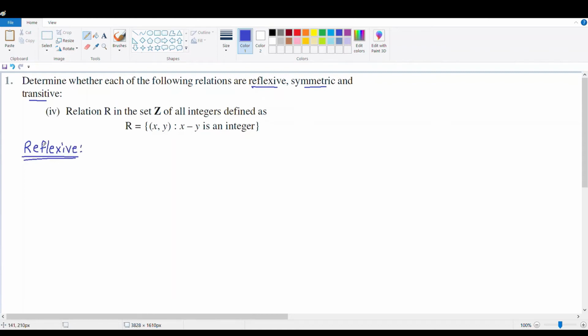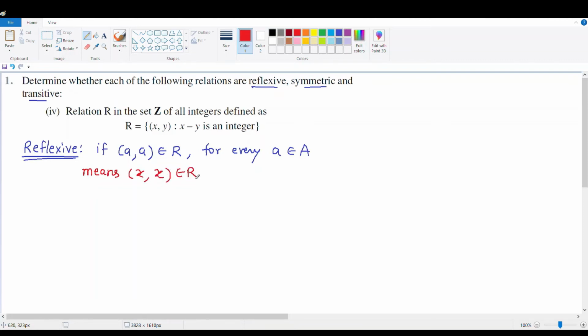Now the definition of reflexive is what? That if you have a comma a in R for every a that belongs to A, then it is a reflexive relation. Now let's check here. Let's say that x is your a. That means x comma x belongs to R.